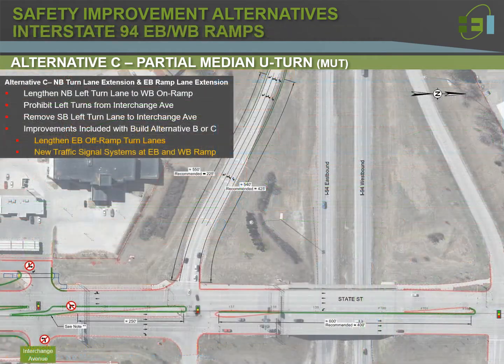Alternative C, northbound turn lane extension and eastbound ramp lane extension improvements at the Interstate 94 eastbound and westbound ramps include lengthening the northbound left turn lane to the westbound on-ramp, prohibiting left turns from side street approaches at Interchange Avenue, and removal of the southbound left turn lane at Interchange Avenue. Improvements which are included with Alternatives B or C include lengthening the eastbound off-ramp turn lanes and replacement of the traffic signal systems at the eastbound and westbound ramp intersections.